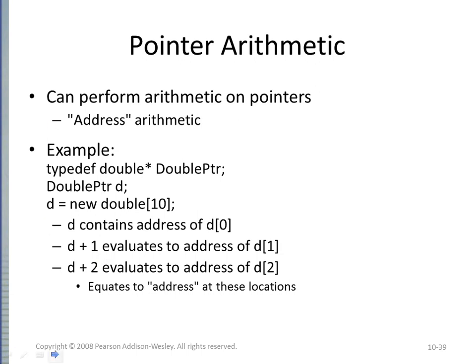So in pointer arithmetic, when you say plus 1, plus 2, or when you say D plus plus or D minus minus, what you're actually doing is moving to the next element or to the previous element, regardless of how many bytes apart the next element or the previous element is.